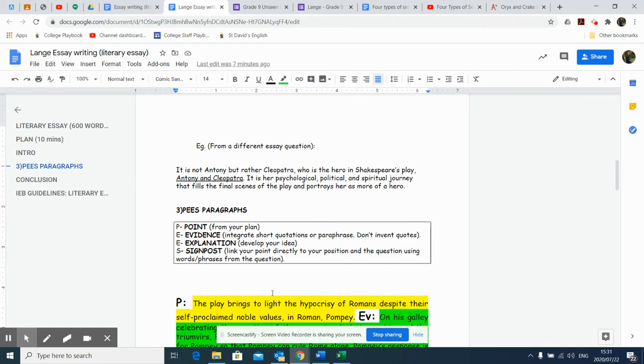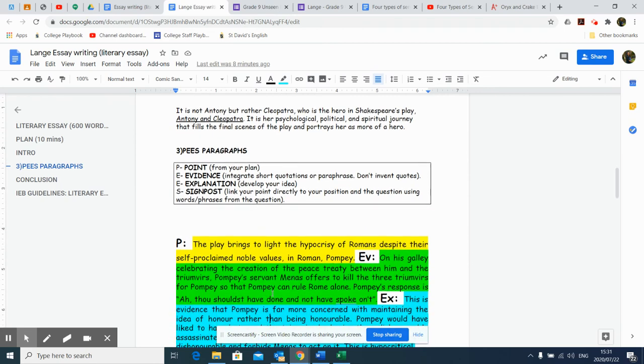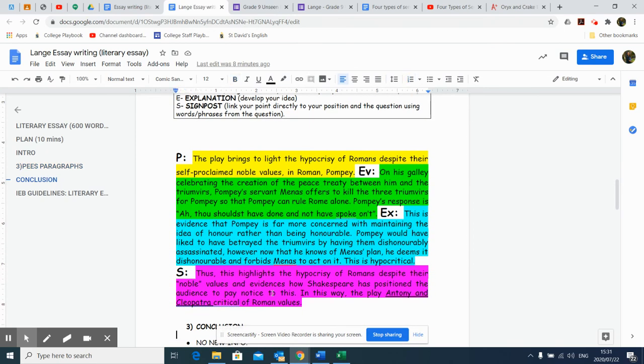When you're dealing with your paragraphs, you have to deal with your point. So when you're writing your paragraph, you need to use the acronym PEAS, like the vegetable. So point from your plan: what is your main point? You can divide your three main points into three different paragraphs or mini paragraphs, because your points may be long, so one point can be more than one paragraph. So your point, evidence, explanation, and signpost. They've given you an example here using another play that you can look at.